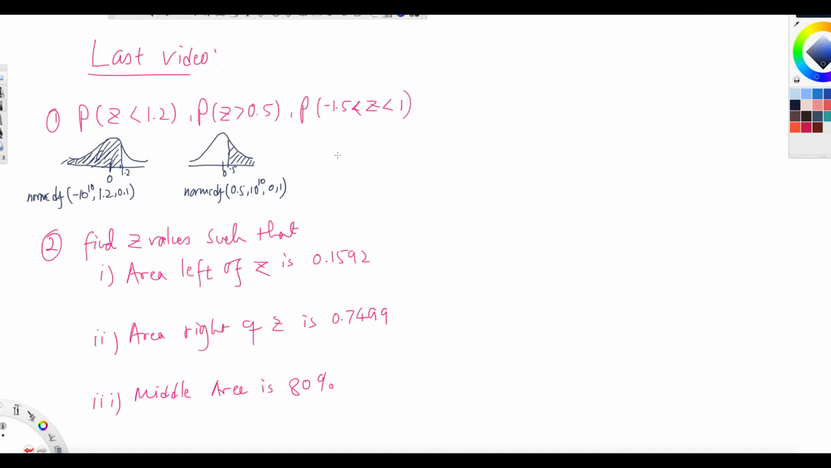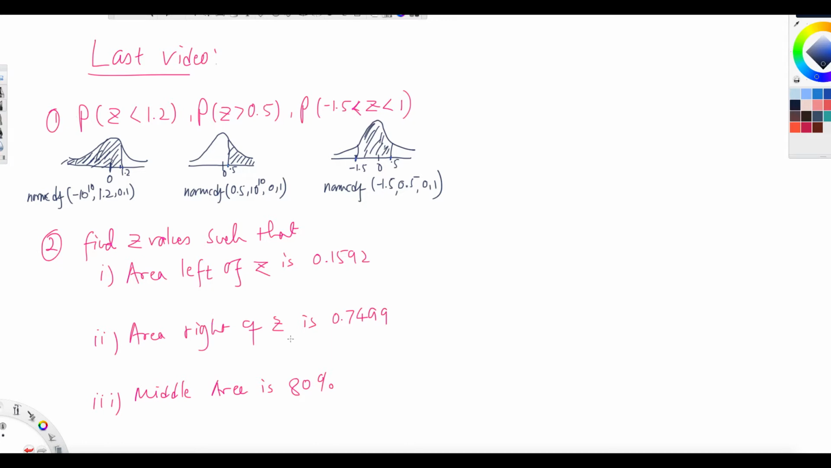And on the last one you have something like this. So 0 is there, negative 1.5 maybe somewhere here, and 1 maybe somewhere here. You are trying to find the area between these two G values, this shaded area. So how do I find that? It is norm CDF, and then left bound is negative 1.5, right bound is 0.5, and then mean is 0, sigma is 1. This is what we did, and we used a calculator.